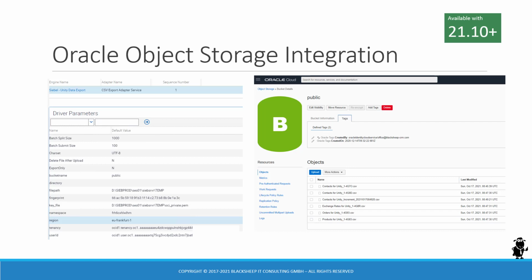We see the driver parameters for the Unity data export engine, which is delivered as seed data. And for a quick test, I hooked the engine up to my Oracle Cloud account. So I uploaded the private key file, entered the fingerprint, etc. And lo and behold, the data was then duly uploaded to a bucket I created for this purpose.